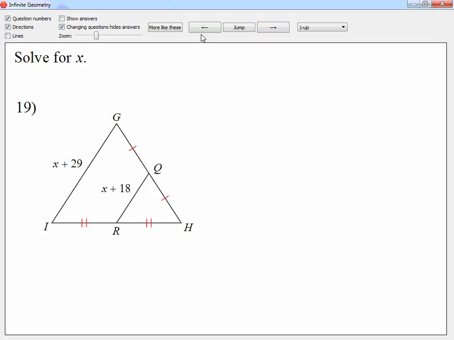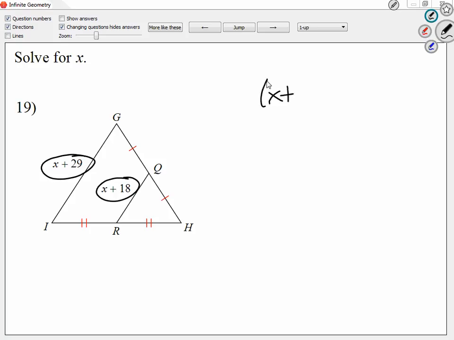Alright, any questions for the first 18? No. Alright, looking at number 19, we have the midsegment of a triangle. And I know that the little side, x plus 18, is half of the big one, x plus 29. That means if I multiply the little one by 2, it is equal to the big. So I'm just going to say x plus 18 times 2, I'm going to multiply the little one, and it is equal to x plus 29.